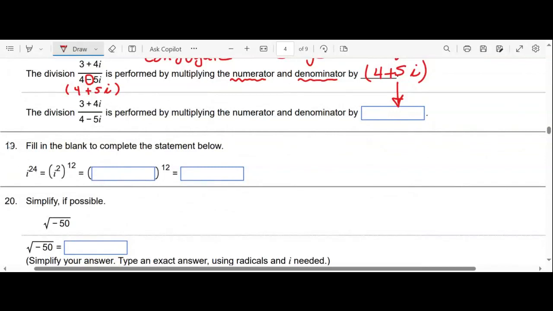Number 19. He said, fill in the blank to complete the statement below. i to the power of 24 is considered i to the power of 2, all to the power of 12. So how much is i squared? Square root of what? What is i squared? Negative 1. Negative 1.